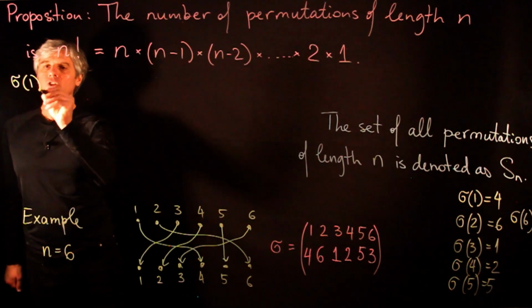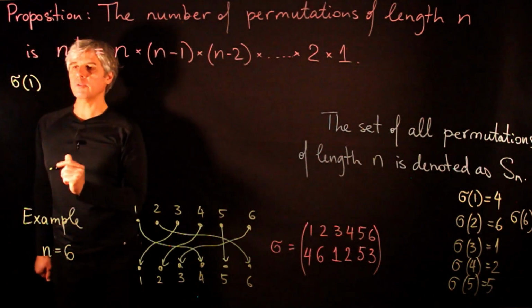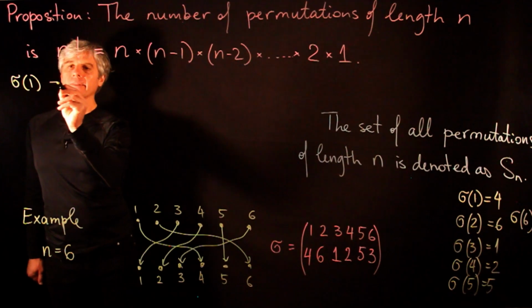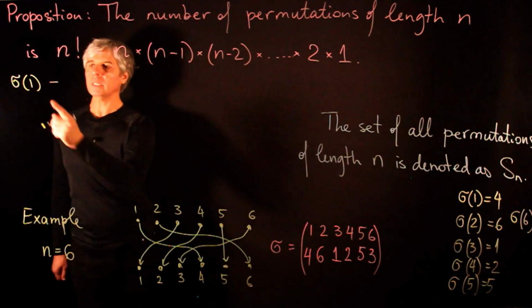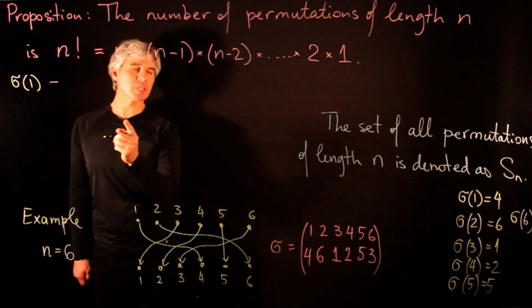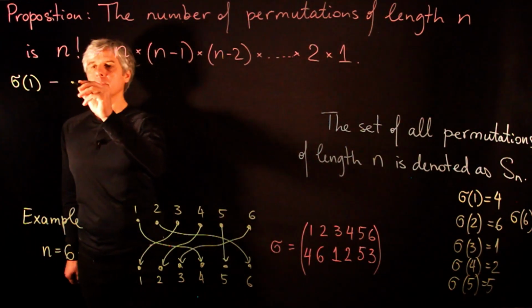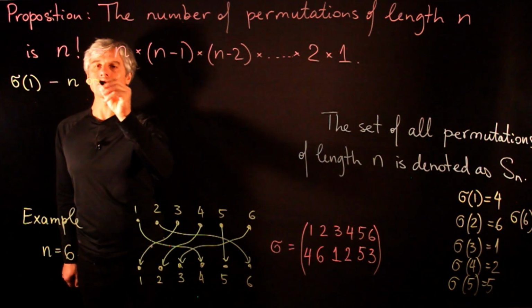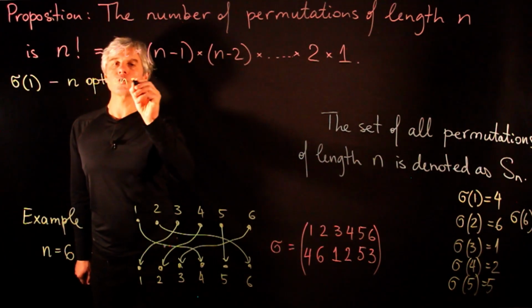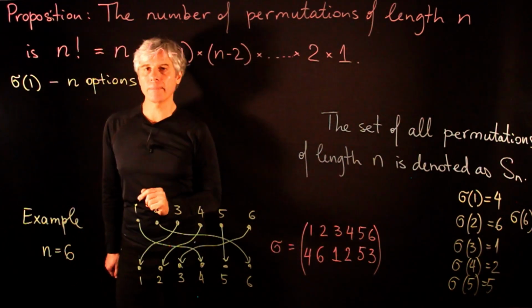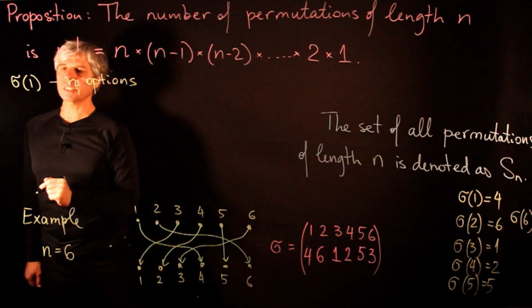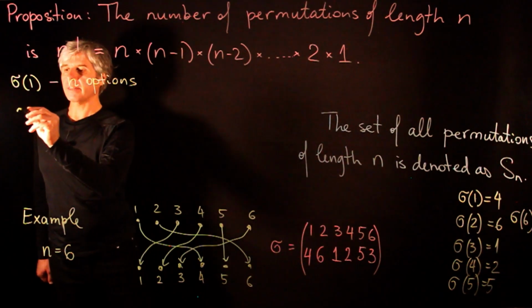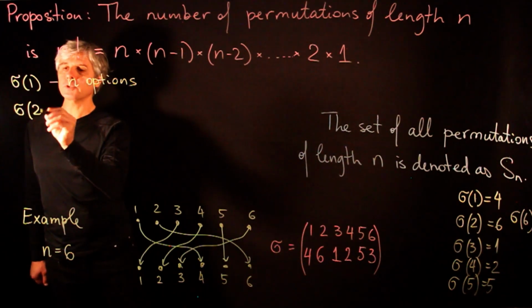To build a permutation, we need to choose the value for sigma of 1. And how many options do we have for choosing sigma of 1? Well, sigma of 1 must be an element from the set from 1 to n. So this means that we have n options for choosing the value sigma of 1. Now, suppose we have chosen one value to assign to sigma of 1. Then how do we assign sigma of 2?